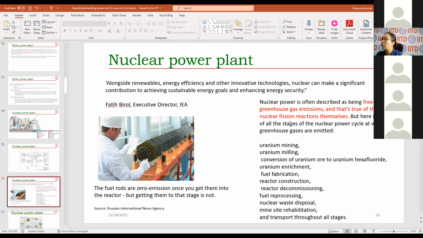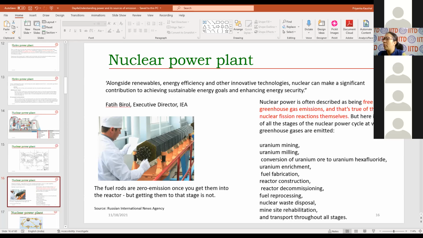So the green part is only this much. Free of greenhouse gas emissions is true for the fission reaction itself, whether heat is generated or from where the electricity will be generated. But here is a list of all the stages of the nuclear power cycle at which greenhouse gases are emitted. Just like coal mining, there is uranium mining. The way we pre-treat our coal in terms of washing and cleaning, uranium has to be milled as well. It has to be converted into uranium hexafluoride. Then you enrich the fuel. Then the fuel is fabricated, the rod and all. Then the reactor is constructed. The reactor is again decommissioned after it has come to the end of its life. It is carrying lots of emissions. The decommissioning, how to decommission, ensuring that the radiation doesn't leak. That is the condition, right?